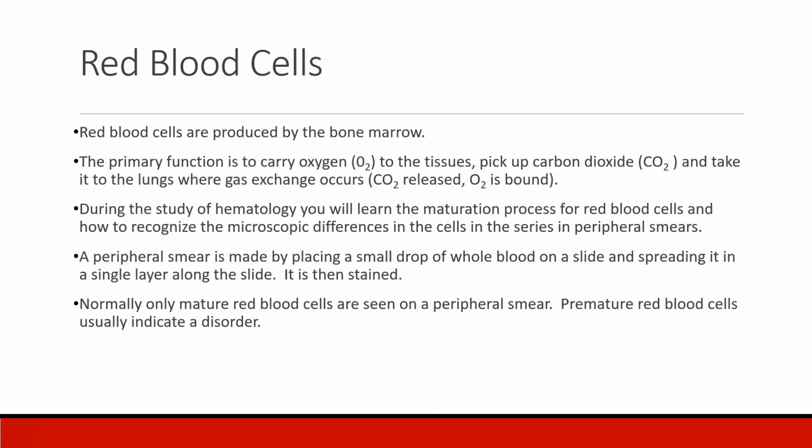During the study of hematology, you will learn the maturation process for red blood cells and how to recognize the microscopic differences in the cells in a series in peripheral smears. A peripheral smear is one where we put that drop of blood on the slide, smear it out to a single layer, and stain it. Normally, only mature red cells are seen on a peripheral smear. Premature red blood cells usually indicate a disorder, and usually it's some kind of anemia or red cell dyscrasia, a disease of the red cells.